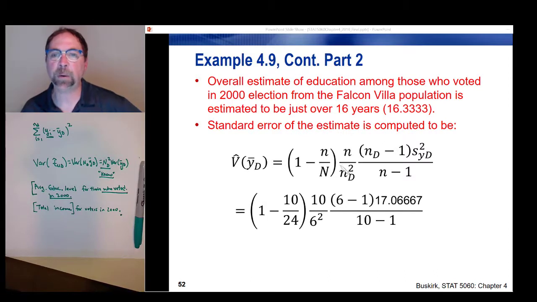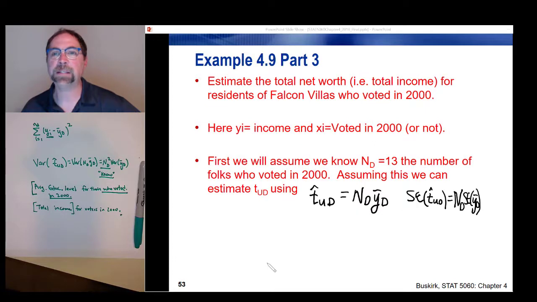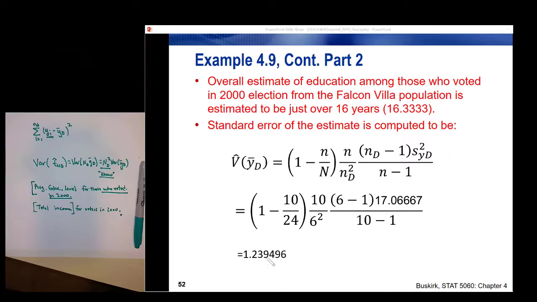And so we'll keep going with the formula. The sample size was 10. Again, the number in the domain is 6 minus 1. The variance of the y elements in the domain in my sample was computed to be 17.06667, and then the overall sample size again was 10. So the variance is 1.239. Now the standard error will just be the square root of that.